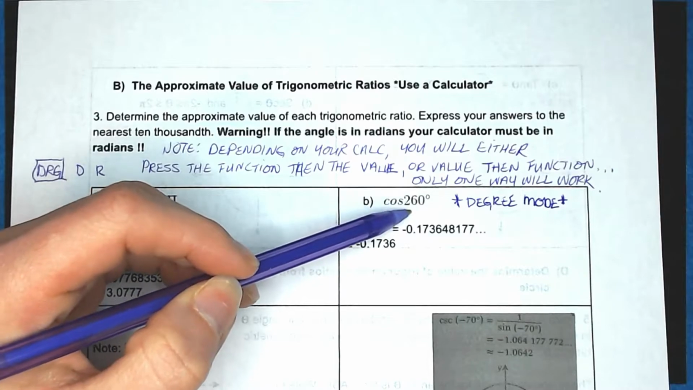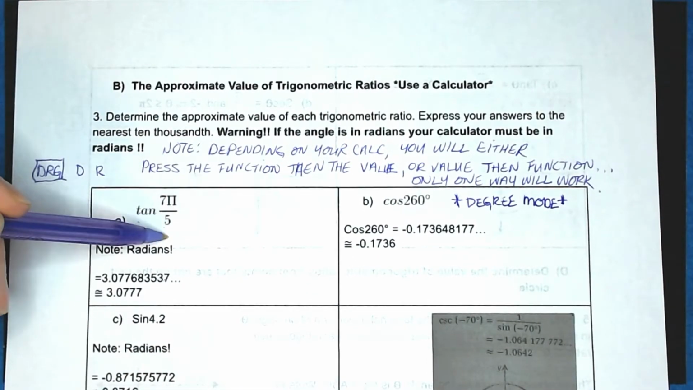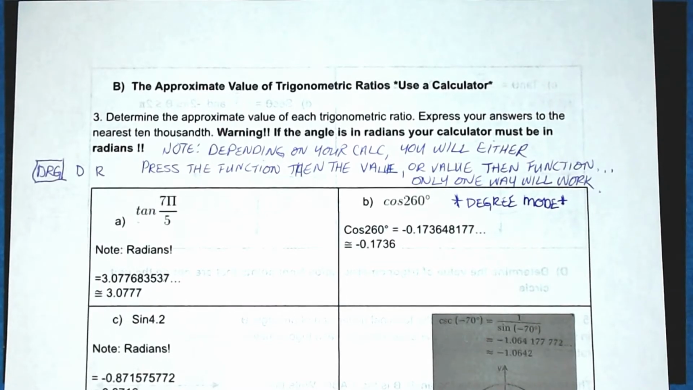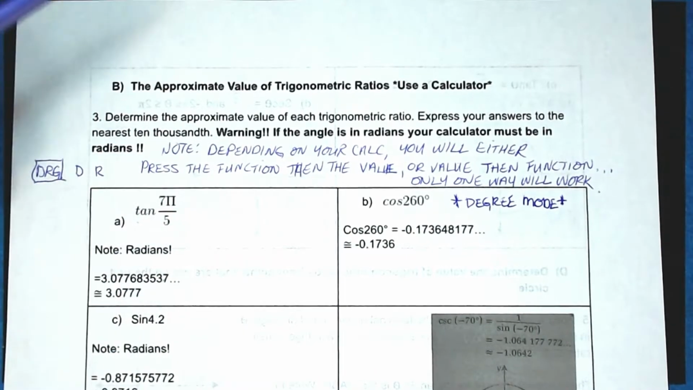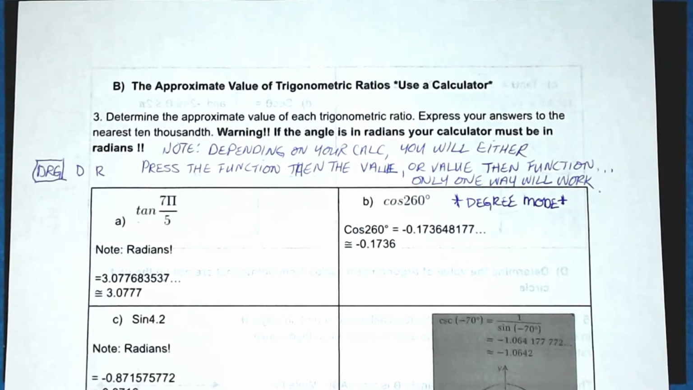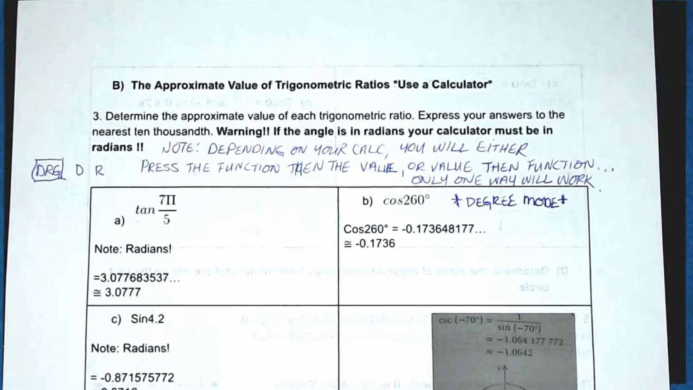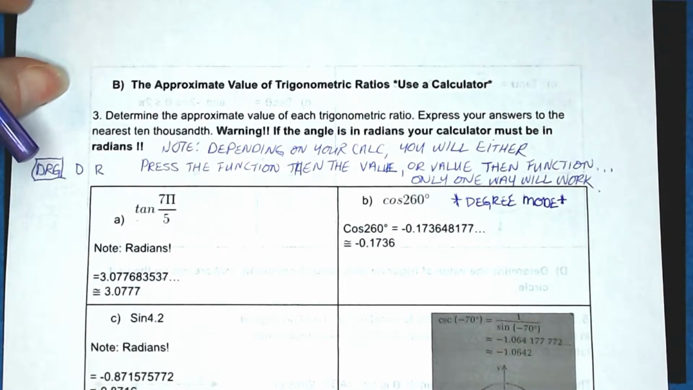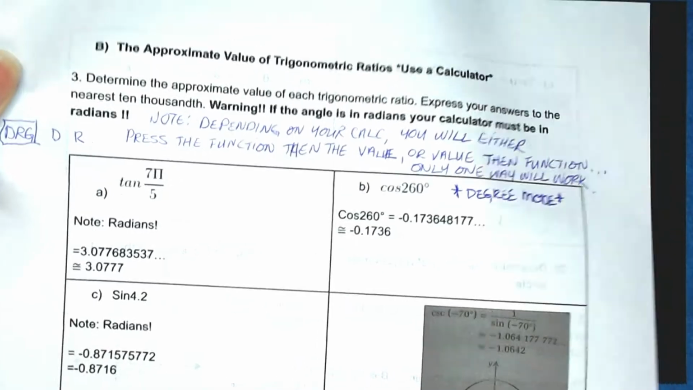So you would enter in 260 cos or 7 pi over 5 tan. Only one way is going to get you the right answer, and then you know which way your calculator works. So test it out on these sample questions, and only one of them will give you an answer. The other one will give you a syntax error. So for these, you're literally just punching it into your calculator to get the correct answer.